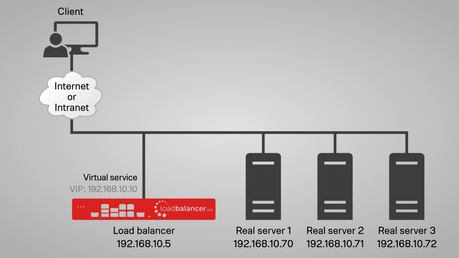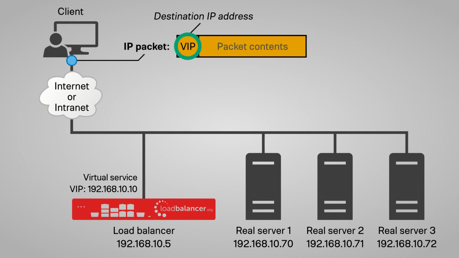The load balancer has a virtual IP address, referred to as a VIP. When the client accesses the virtual service, it does so by sending a request packet to the virtual IP address using the correct port.